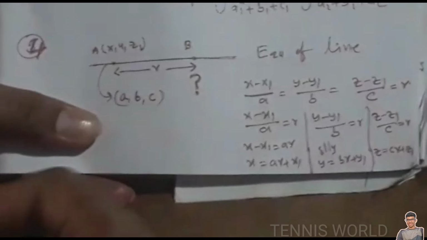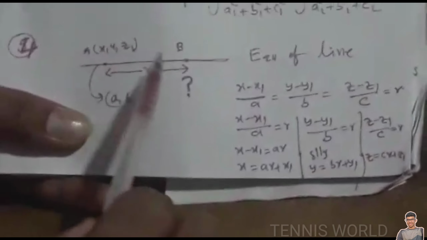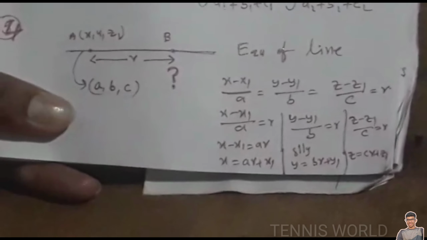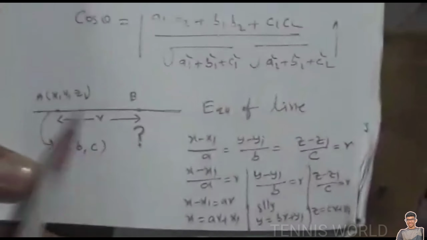I am taking one line. This is the point A, which is x1, y1, z1. Here a, b, c represent the direction ratios of that line. I want to find out the point B, which also lies on the same line. How to find out the point B? Observe here. This point B is at a distance of small r from point A. So I am going to explain the process to find out the point B, which is at a distance of small r from point A.